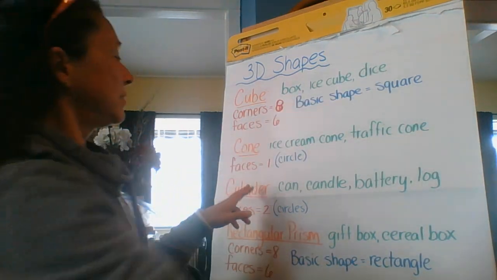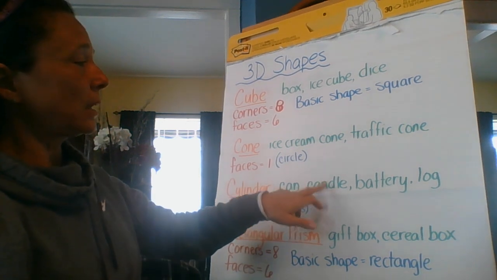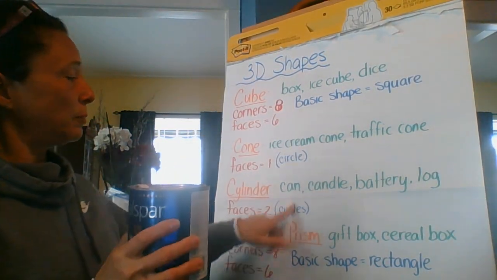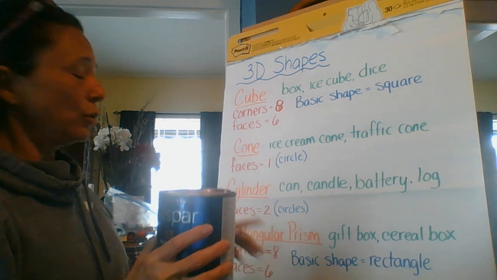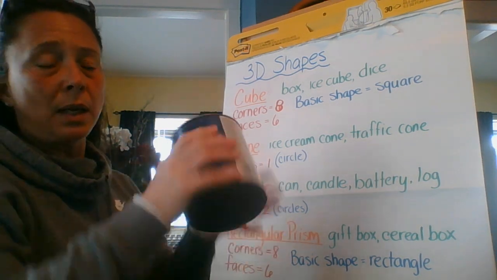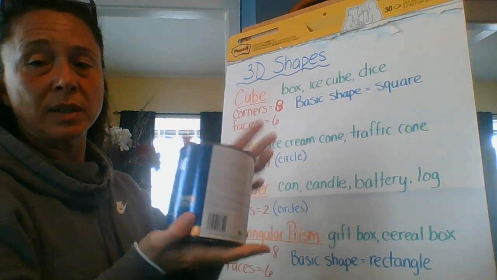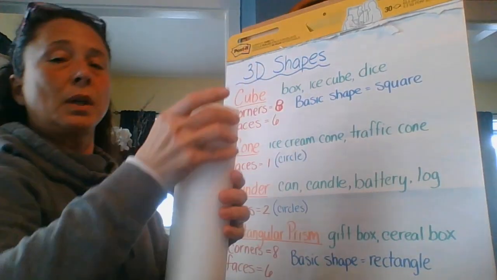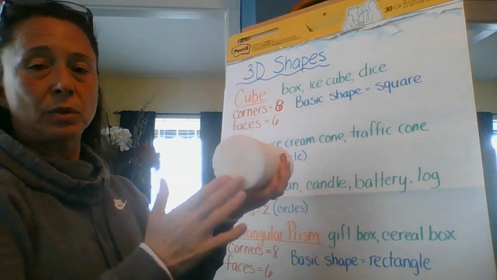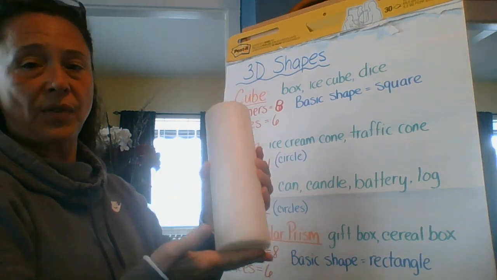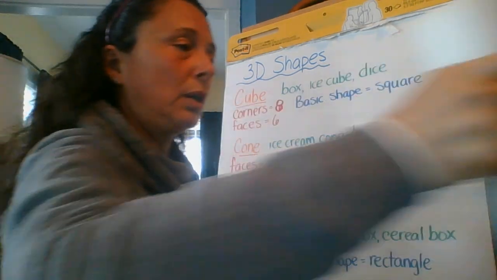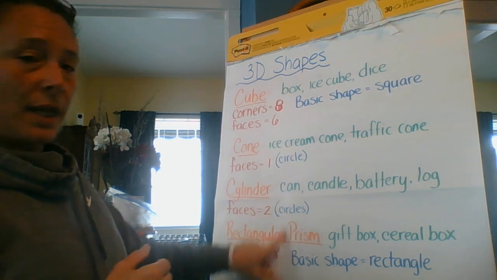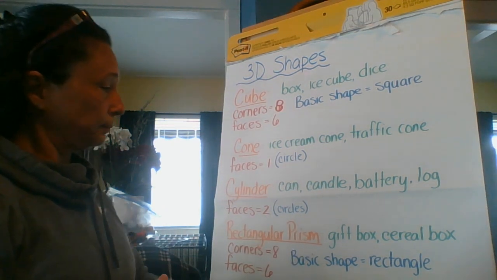The next shape is a cylinder, and it can be a can, a candle, a battery, or a log. So here's a can of paint. Again, it's based on a circle, and this one has 2 faces. The top of the can and the bottom of the can are circles. So a cylinder has 2 faces. If I showed you a candle, again, 2 faces. The bottom is a circle, the top is a circle, so those are the faces of a candle, of a cylinder. Okay, a can of soup, all cylinders, all right?